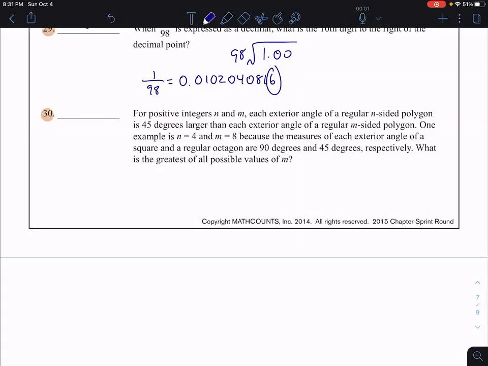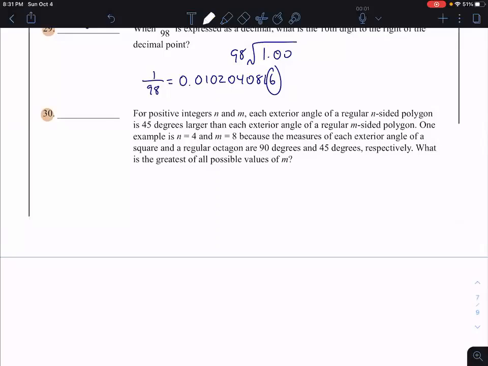Question 30. After we do question 30, you can ask whatever questions you have, if we have time. We'll probably have time. We might need, yeah. Hold on. Let me make more space. There.